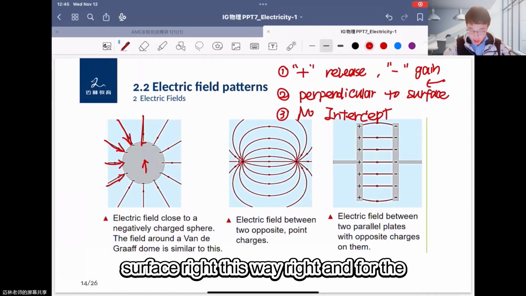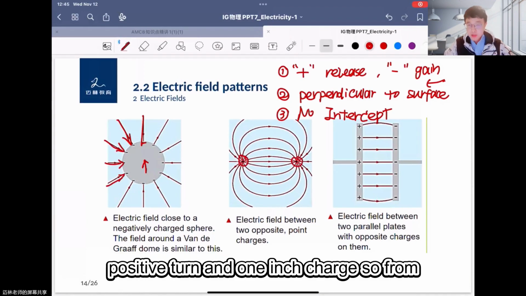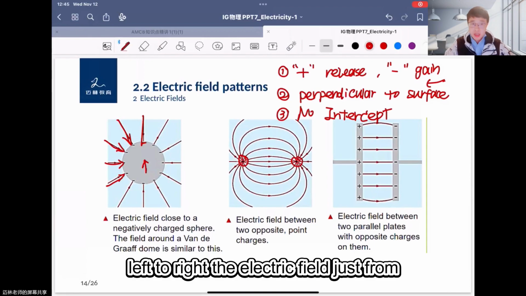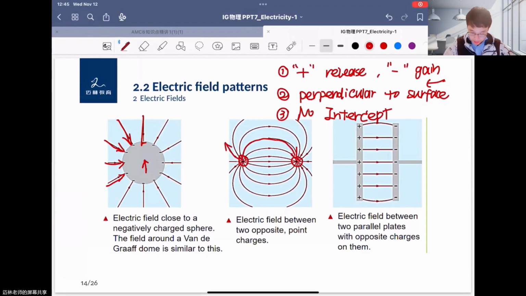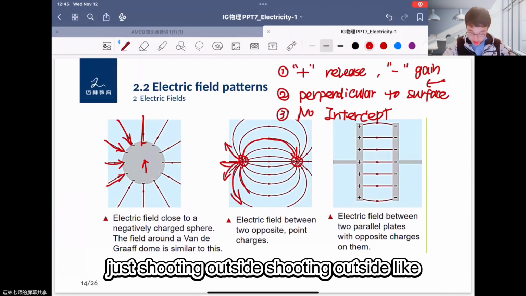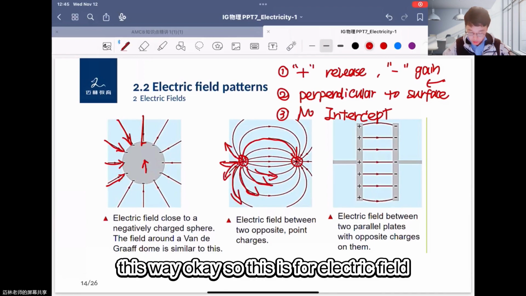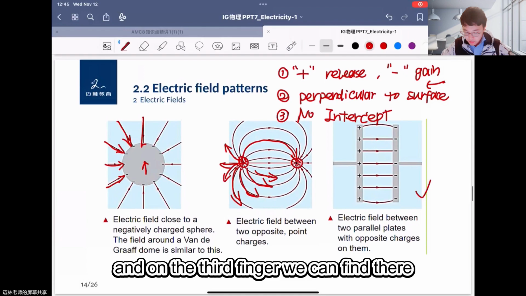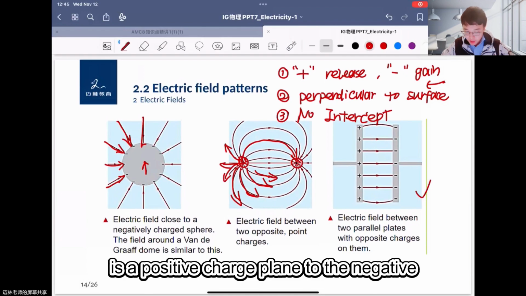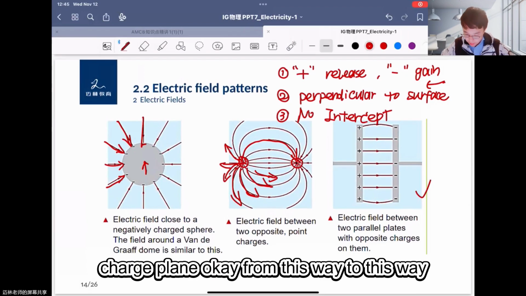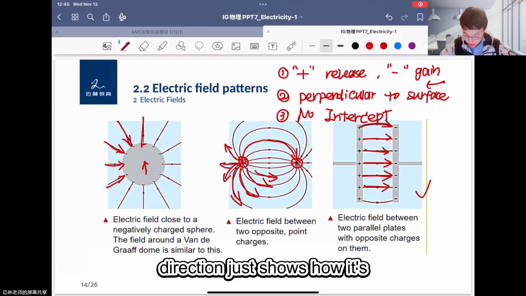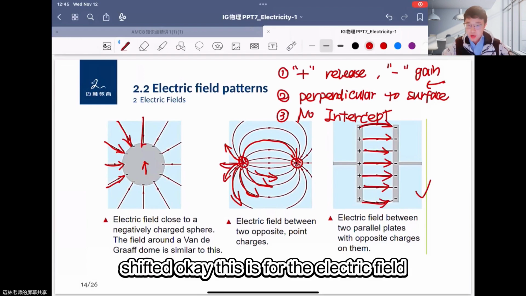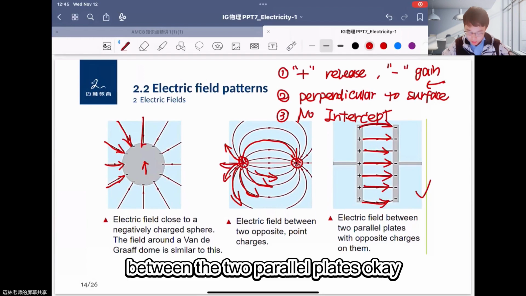This way, right? And for the second figure, there's one positive charge and one negative charge. So from left to right, the electric field goes from the positive to the negative, like this way, just shooting outside, okay? So this is for the electric field. And on the third figure, there's a positive charge plane and a negative charge plane, from this way to this way, okay? Each direction shows how it shifted. This is for the electric field between the two parallel plates, okay?